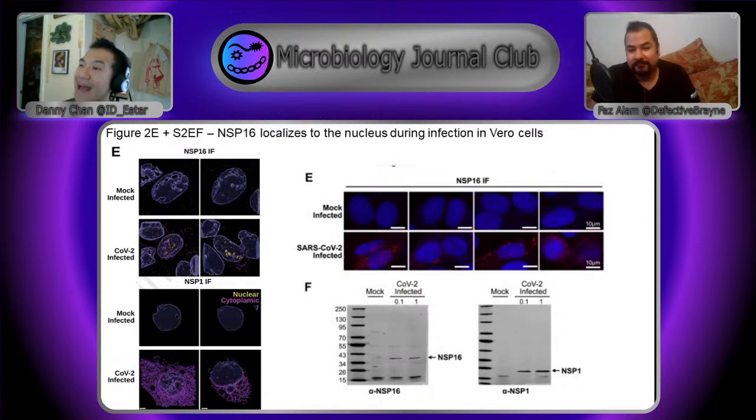And while we're doing these, in this case, we also use controls, right? They have NSP1. This is something that they don't think would go to the nucleus, right? And so that's used as the contrasting control here. They say, oh, and here we stain for another protein that we think doesn't go to the nucleus, and sure enough, it doesn't.